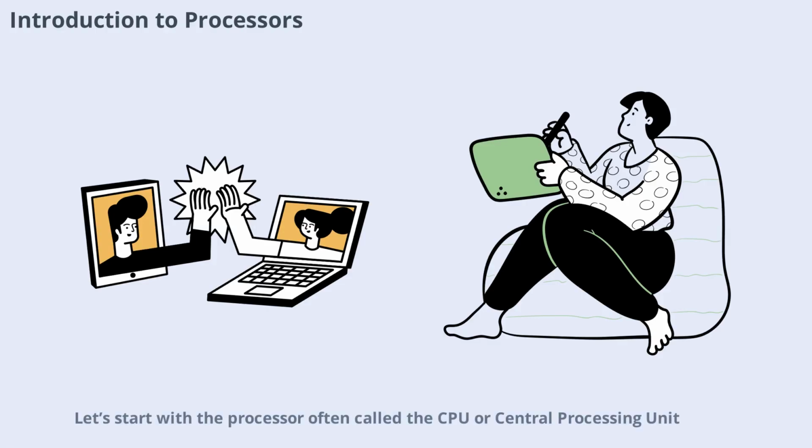Let's start with the processor, often called the CPU or central processing unit. It's the brain of your computer, handling instructions, calculations, and managing tasks. Whether you're gaming, working, or just browsing, the CPU's performance is crucial. We'll break down what makes a processor fast, how it interacts with other parts, and why choosing the right one matters. So let's embark on this journey to understand what's really inside your machine.